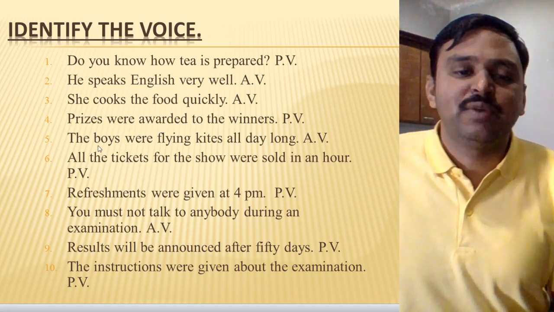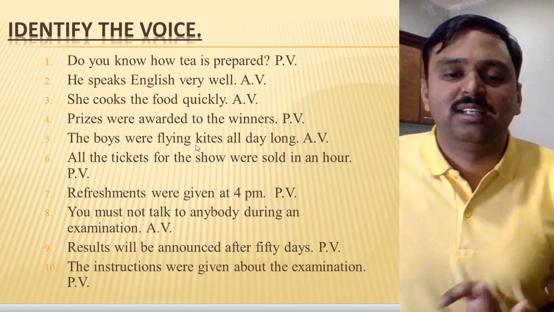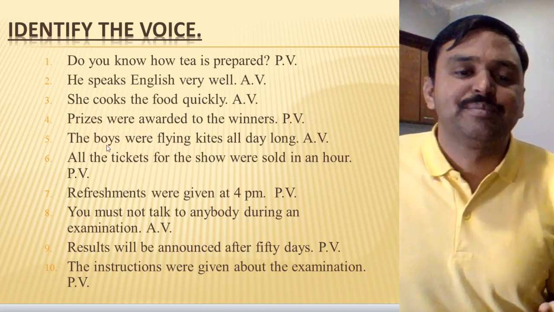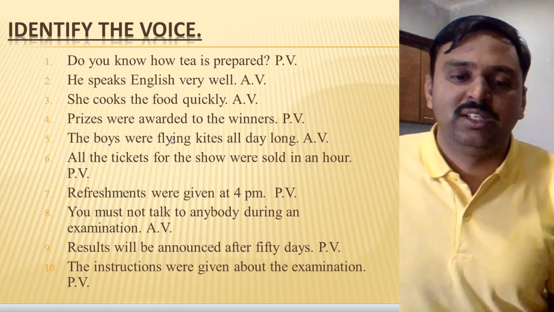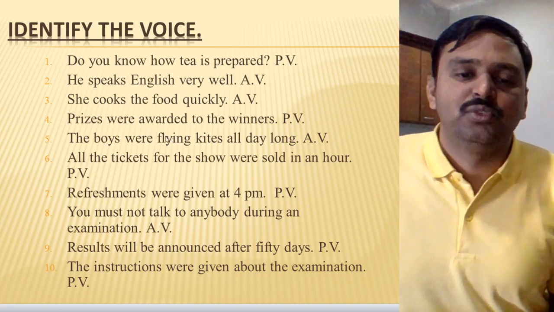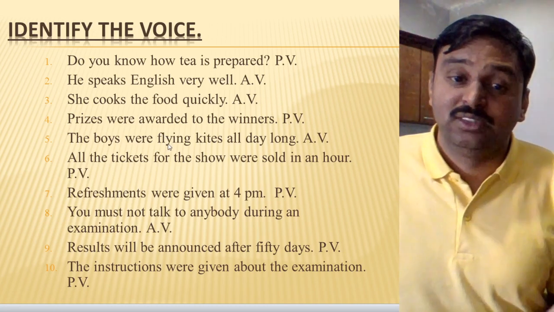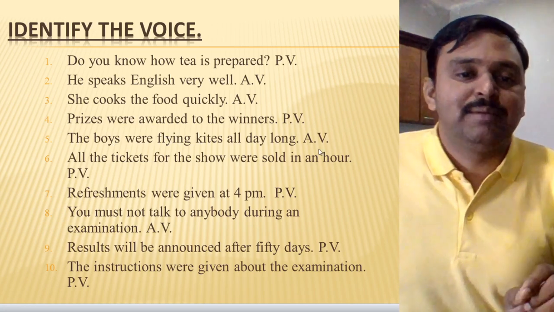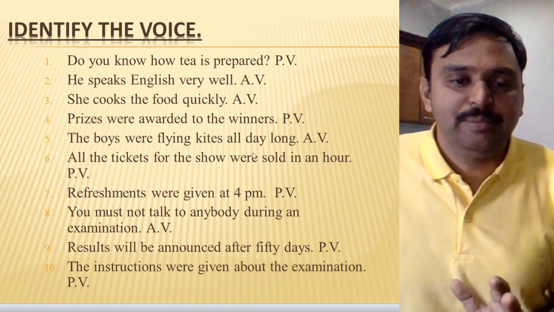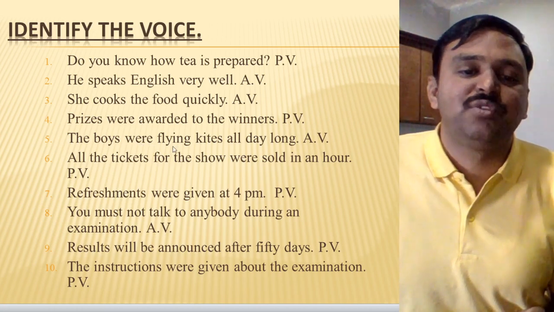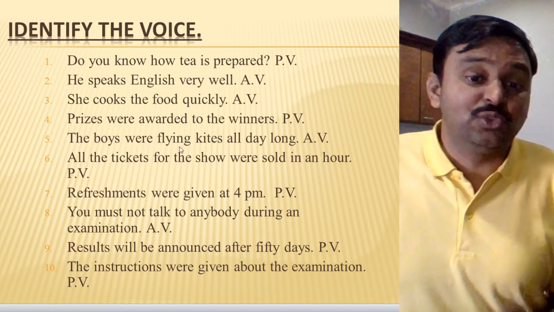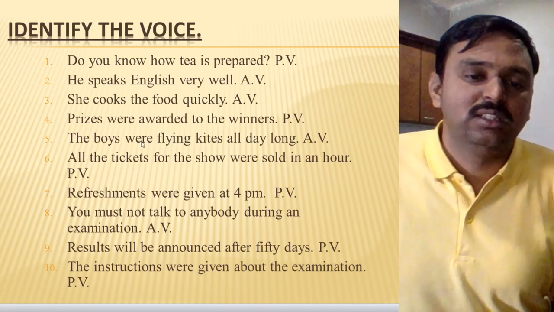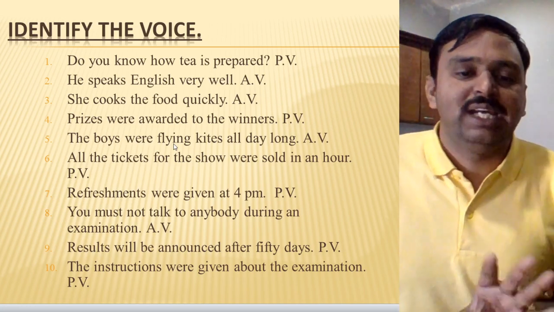Number 5. The boys were flying kites all day long. The boys were flying. The subject, the boys, is given, and the action, flying, is given. Kites. The boys flying kites. The verb is given, and the subject, boys, is given, and for that purpose it is an example of active voice. Clear? See, now here were is given, but the V3 form is not given. If it had been flew, then definitely it would be passive voice. But here it's not given. It is an example of active voice.